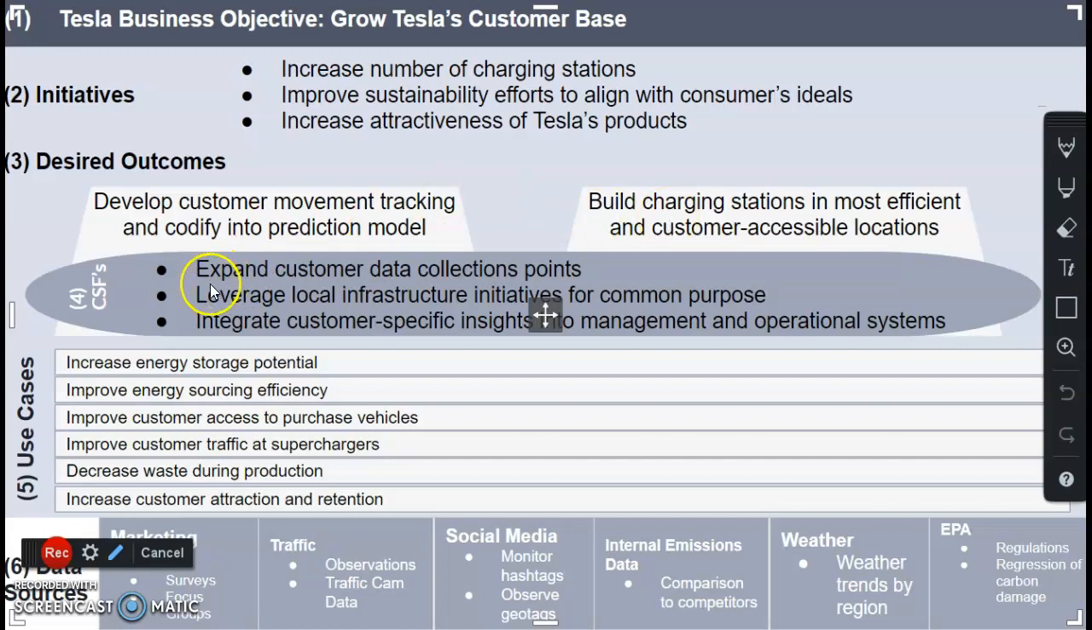And then we have our CSFs: expanding customer data collection points, leveraging local infrastructure, integrating customer-specific insights into management and operational systems. And then here we have listed out our use cases one more time, and then those data sources we talked about at the beginning of the presentation, along with each of those examples that were given on how and where that data could be collected from.